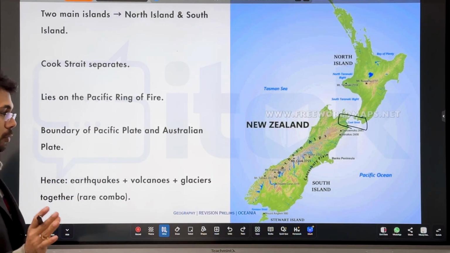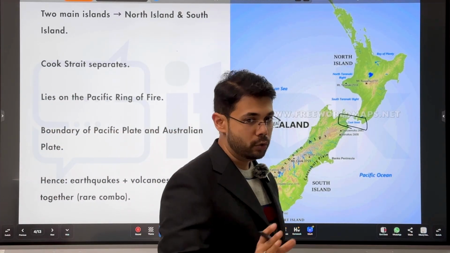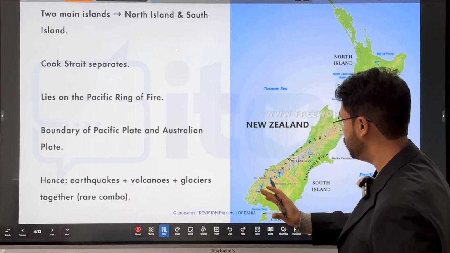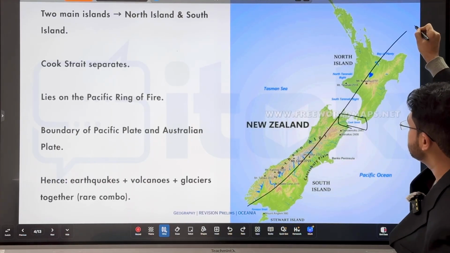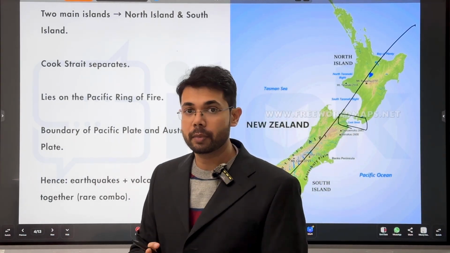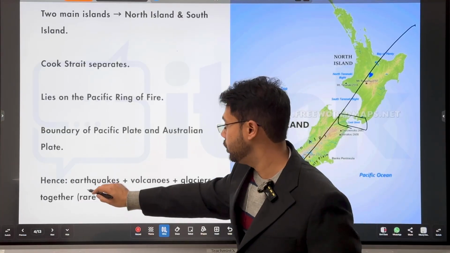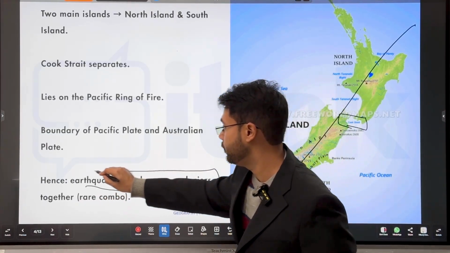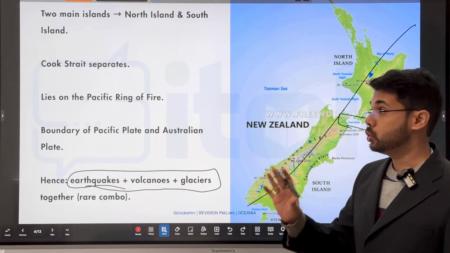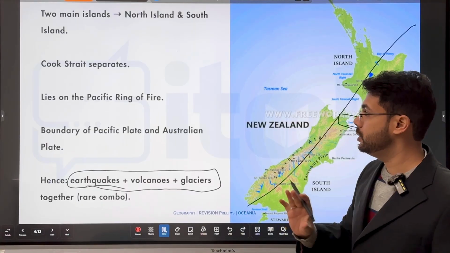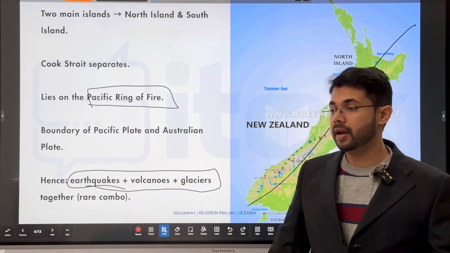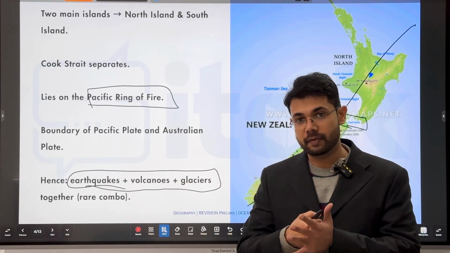And the biggest concept of New Zealand is that it is sitting at the boundary of the Pacific Plate and the Indo-Australian Plate. The Indo-Australian and the Pacific Plate cut right through, somewhat like this. And that makes the case of New Zealand extremely interesting because it has earthquakes, volcanoes, and glaciers as well. In the same island, there are volcanoes, in the same island, there are glaciers. It also lies on the Pacific Ring of Fire. In fact, it is smack in the middle of the Pacific Ring of Fire.